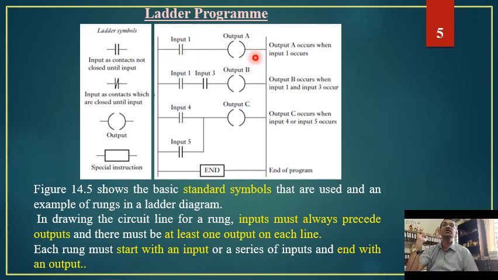Here we have the output A occurs when input 1 occurs. That is what is written here. Output A occurs when input 1 occurs. So input 1 is not occurring, which means that is the normal condition. Now if you check the kind of switch that is connected over there for input 1, it is a normally open kind of input.